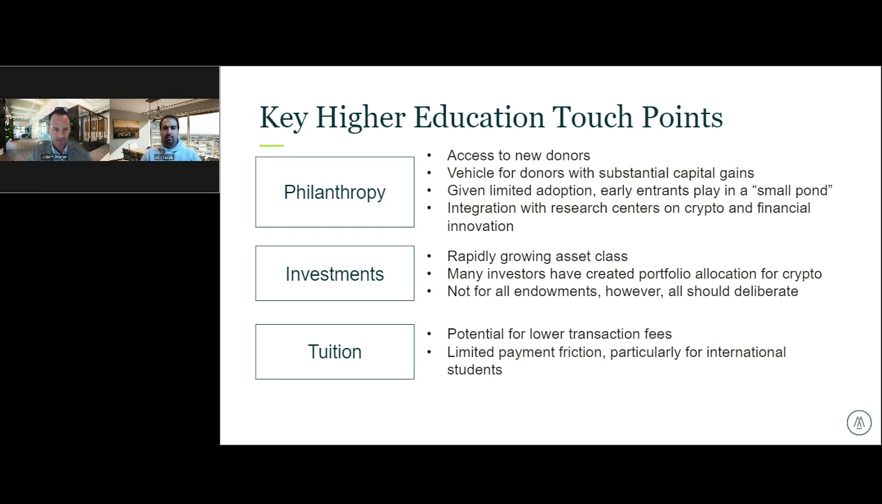I'll touch upon investments. It is, or has been, a rapidly growing asset class. A lot of investors do have portfolios. Again, as we mentioned earlier, it is a volatile investment, so it's certainly not for all institutions, not all endowments. Probably better reserved for the wealthier, larger institutions that do have a higher risk tolerance on their investment side.